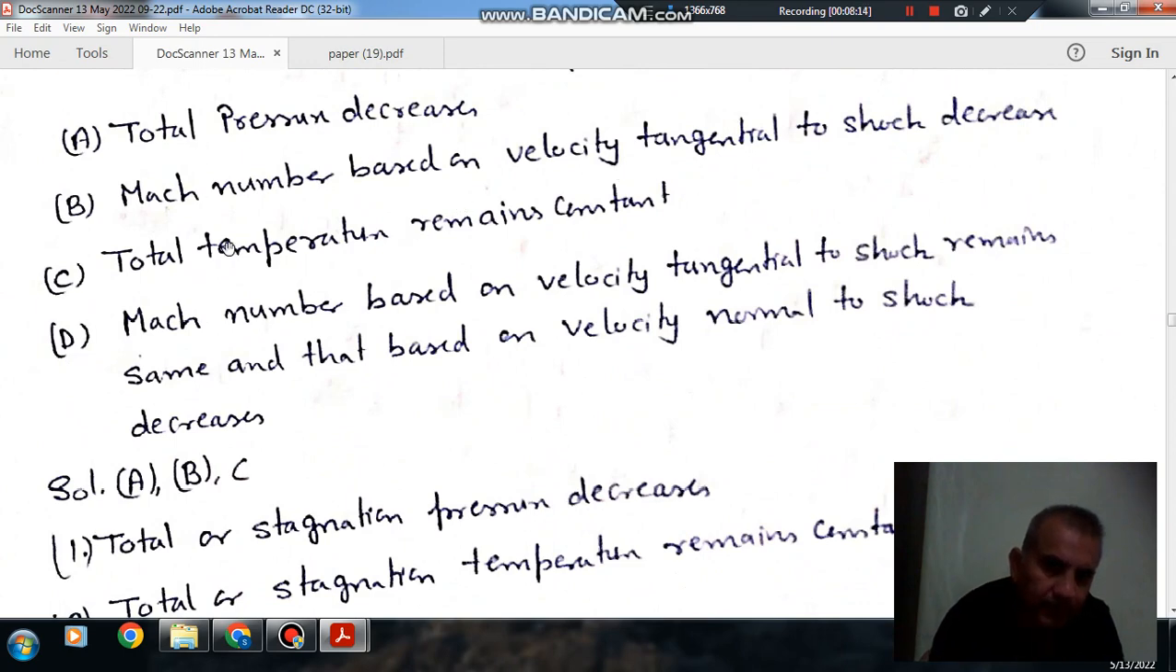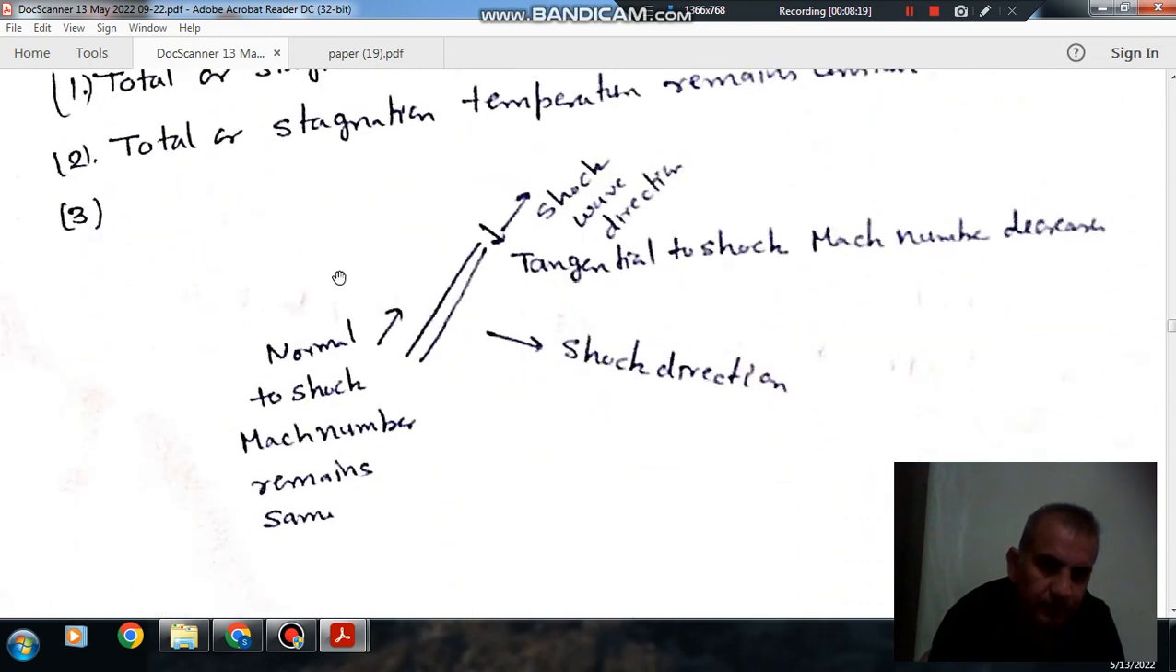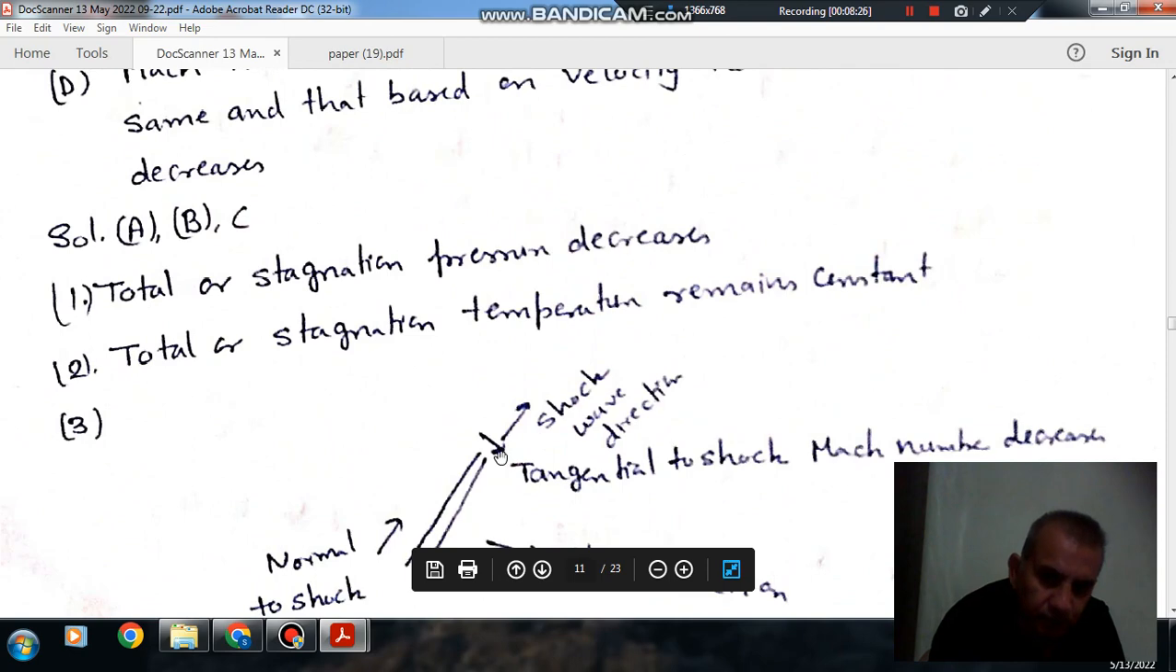Okay, so the answer is A, B and C. Option D is incorrect because here the Mach number based on the velocity tangential to the shock remains the same, whereas here the velocity decreases. Okay, so the answer is A, B and C.